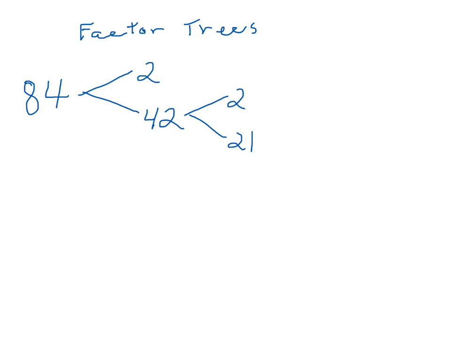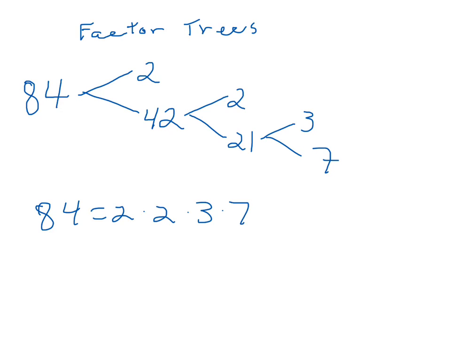2 is prime again, but 21 isn't. 21 we recognize as 3 times 7. And 3 and 7 are prime. So putting it all together, we get the prime factorization of 84: 84 equals 2 times 2 times 3 times 7.